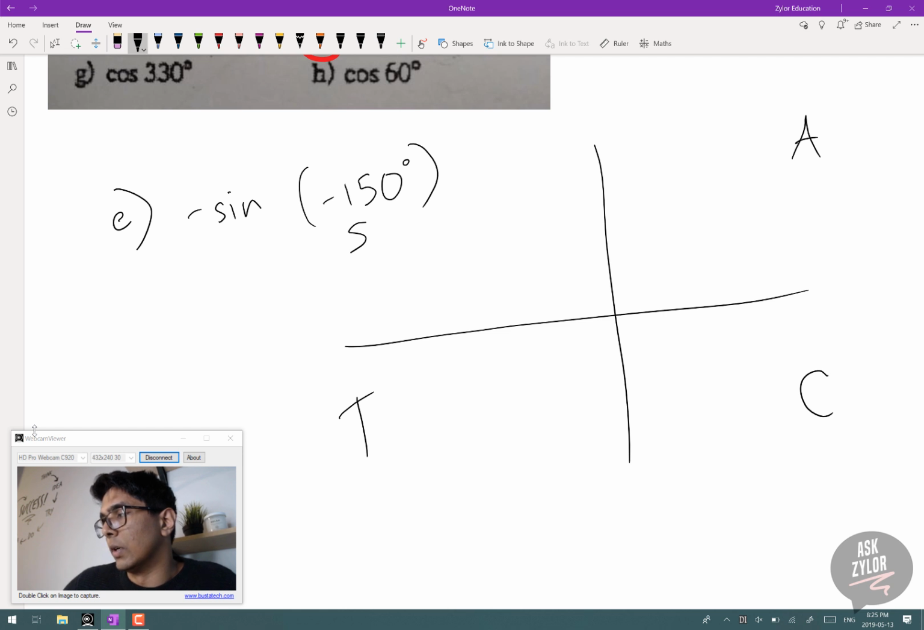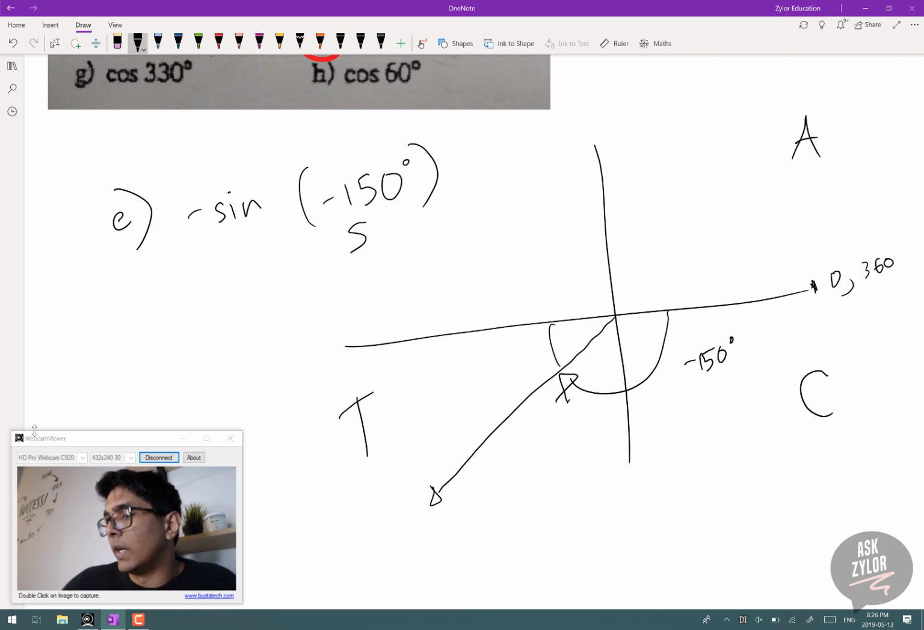I'm starting over here, which is 0 and 2 pi. Let's use degrees, so 0 and 360. I'm going 150 degrees clockwise, so it should end up over here. So this is negative 150 degrees. I can find the related acute angle by doing 180 minus 150, which gives me 30 degrees.